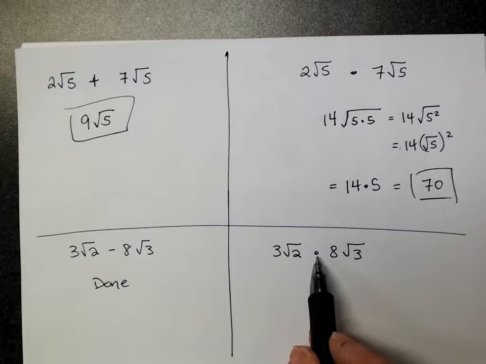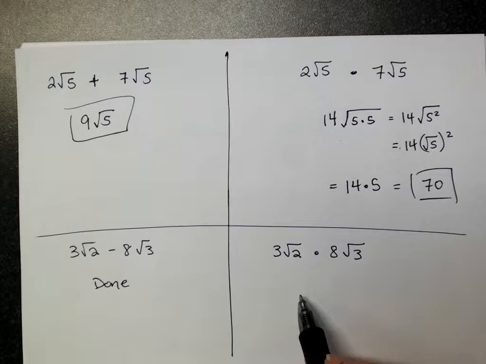Here with multiplication, that means we have multiplication all the way across. 3 times square root of 2 times 8 times square root of 3. So what's the first thing we write down?